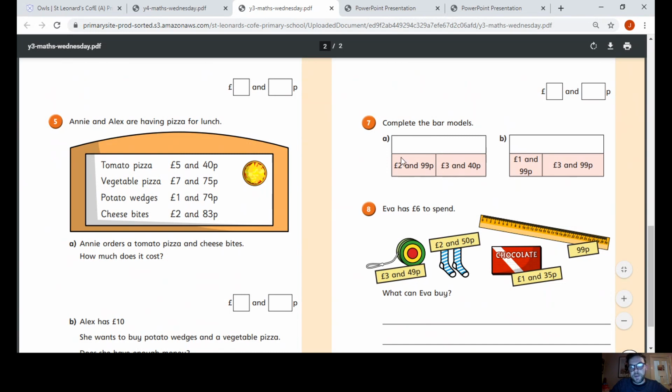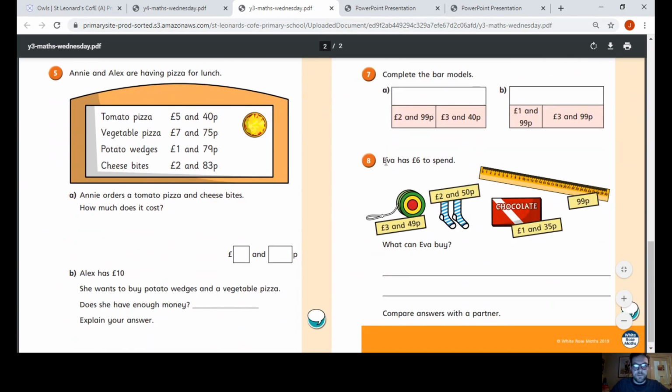Now these you've got to be careful of because as you can see, 99p, so that's nearly £1. So this one is going to be a little different to some of the other ones. So you add the pounds together, add your pence, and the pence are going to go above £1. So try and think what you've got to do there. Let me flip the screen back.